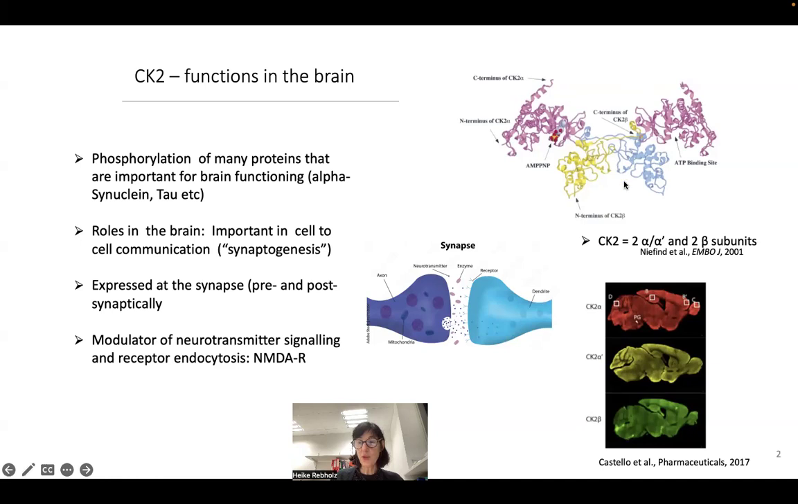Here's a structure that was solved by Dr. Niefind a while ago that shows you that CK2 is quite a complex molecule because it has actually 4 different units that have to come together to form what we call the holoenzyme, the full enzyme. We have 2 catalytic subunits and 2 regulatory subunits that form what we call the butterfly structure of CK2. And once that is put together, CK2 is ready to go and to do its job of phosphorylating substrates.